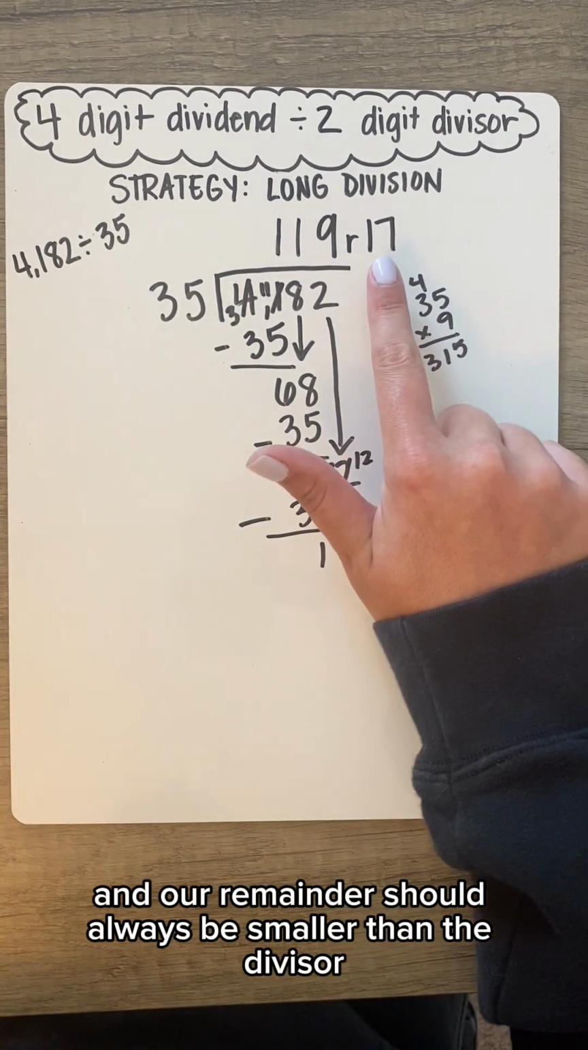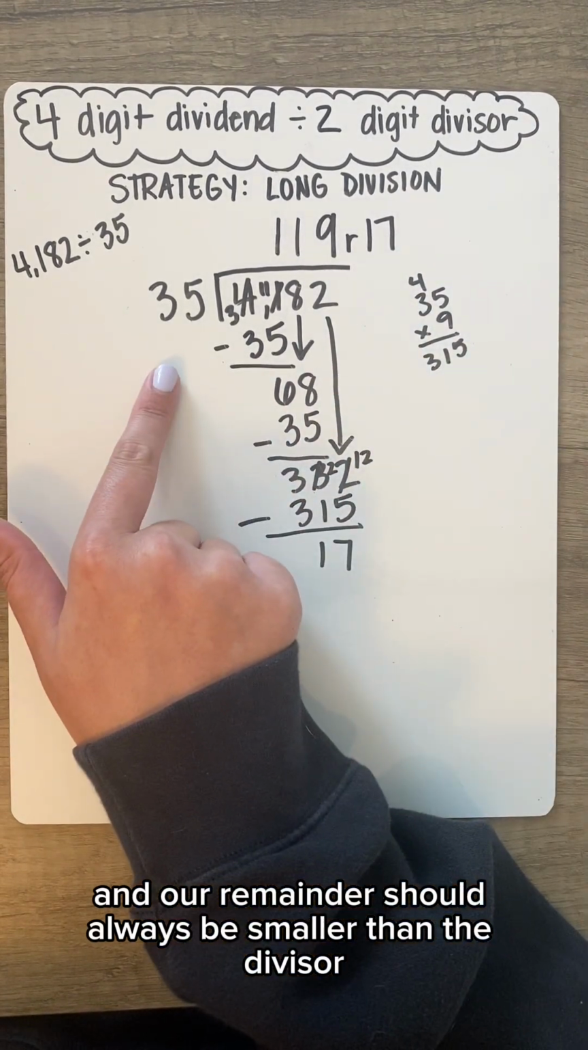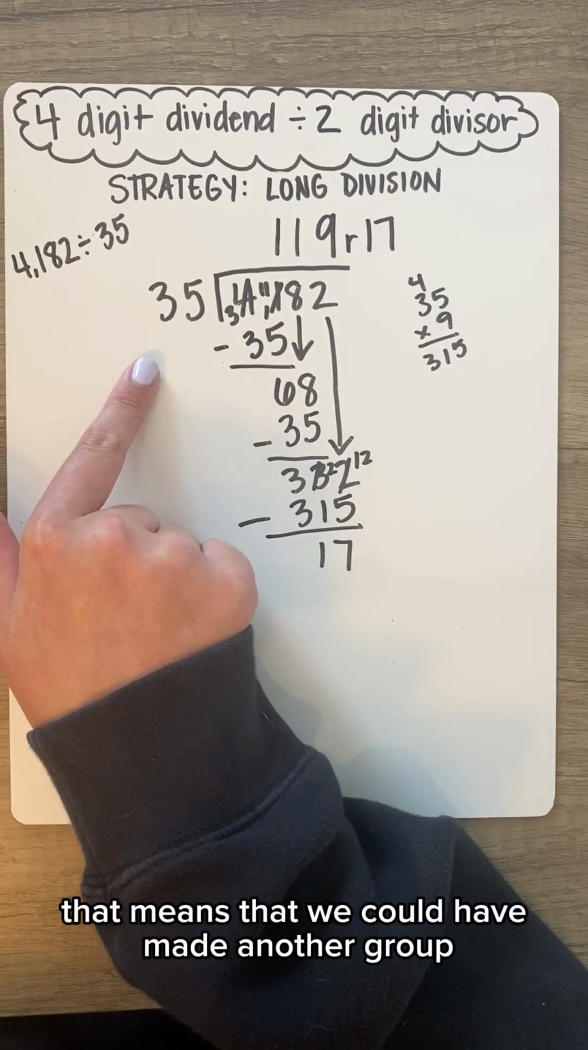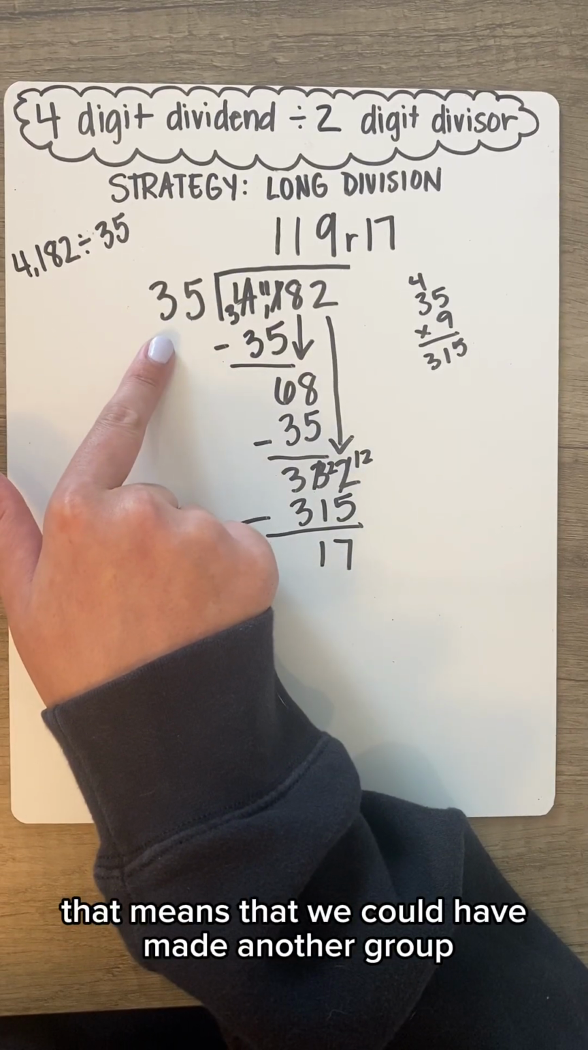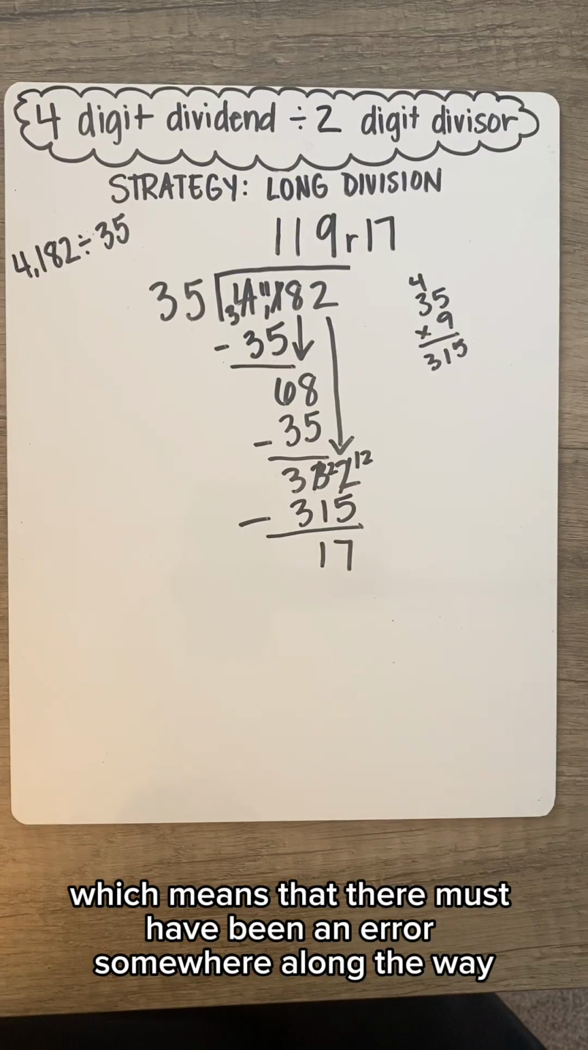And our remainder should always be smaller than the divisor, because if it was bigger, then that means that we could have made another group, which means that there must have been an error somewhere along the way.